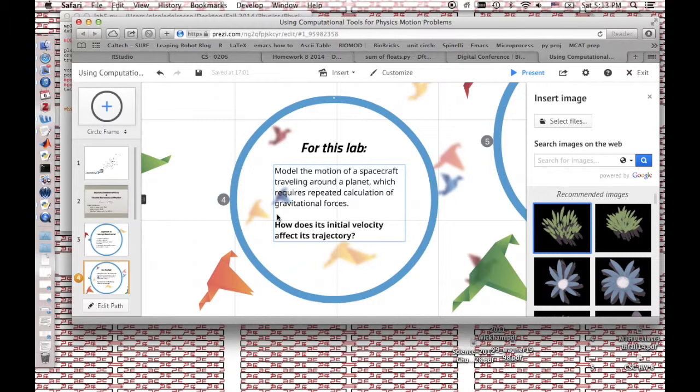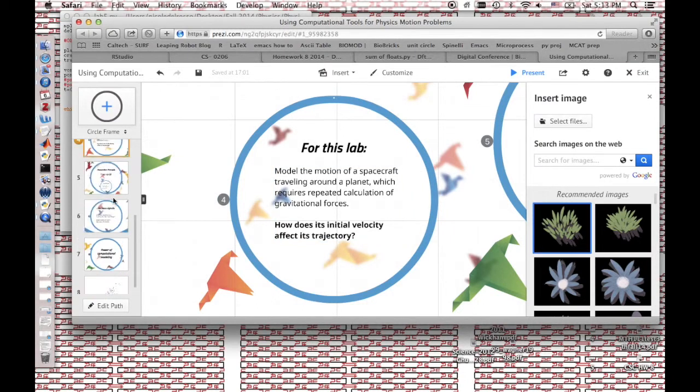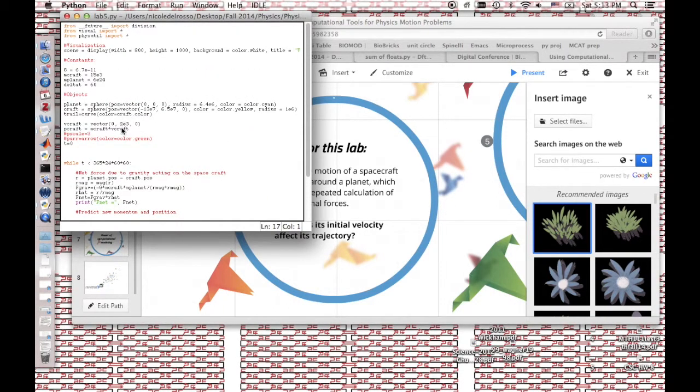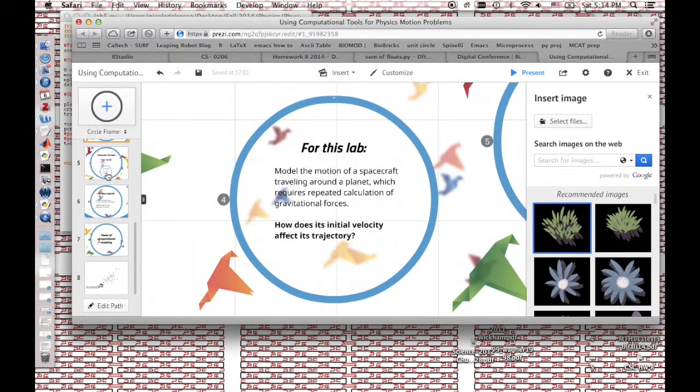Like I said, I want to model the motion of a spacecraft traveling around a planet, which requires repeated calculation of gravitational forces. An important question I wanted to ask was, how does its initial velocity affect its trajectory? You can see that it was going in this circular direction, but it was also traveling forward. It was traveling further away from the planet. The initial velocity was 2 times 10 to the 3rd. If I had changed that to any other value, I would have gotten a much different trajectory.